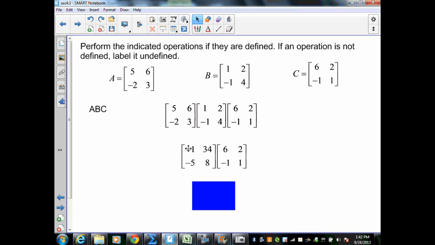I can find the product. First row, first column, negative 6, negative 34, I get a negative 40. First row, second column, negative 2 and 34 is going to give me 32. Second row, first column, negative 30 and negative 8 is a negative 38. And second row, second column is a negative 10 and 8, which is a negative 2.